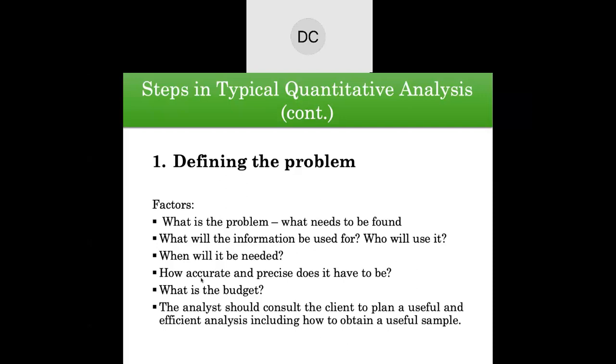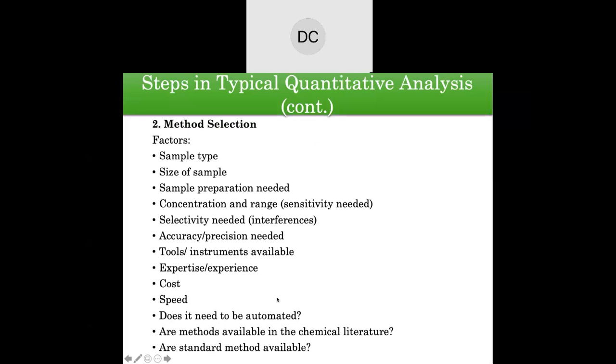Okay, next. The second one is the method selection. Okay, you need to know the factors. For example, the sample type, apa jenis sample. Is it a solid sample, a liquid sample? Okay, the size of sample, sama ada kita perlu banyak ke, kita perlu sikit ke menentukan analisis tertentu.